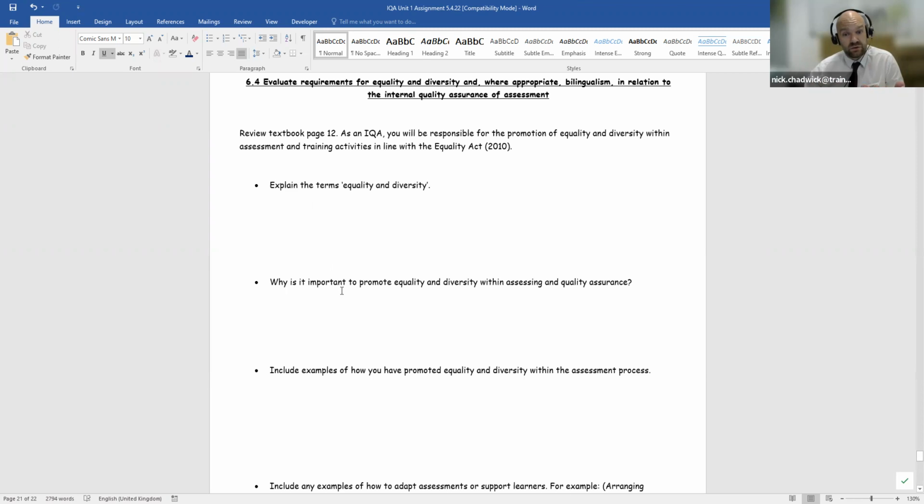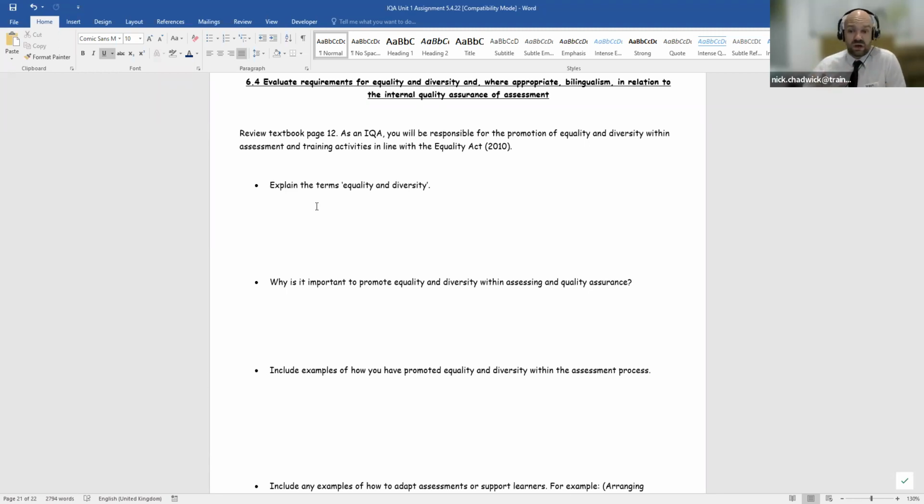But we'd like for you to kick off this assignment answer by explaining the key terms of equality and diversity. Okay, so equality is all about equal opportunities. So every learner has the same opportunity, the same right to experience the same level of support. Okay, and the same opportunity to achieve as well.